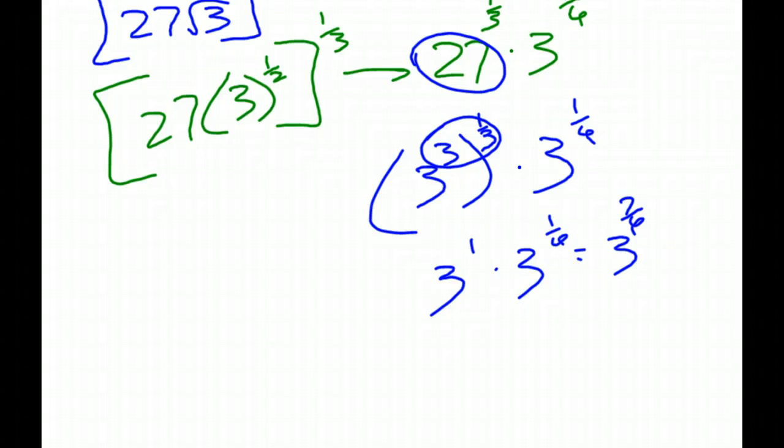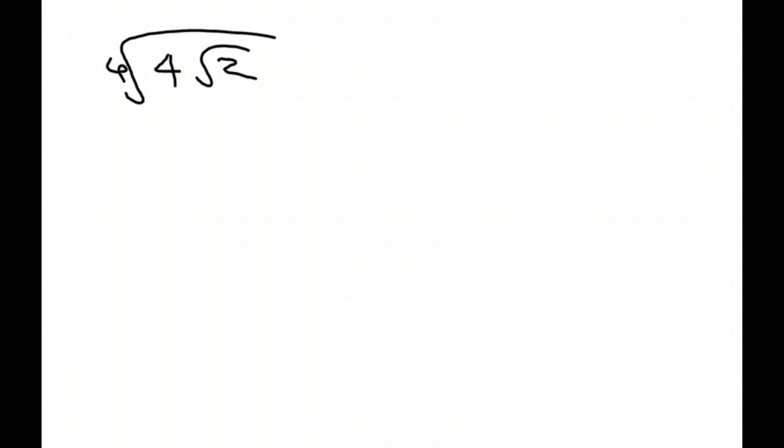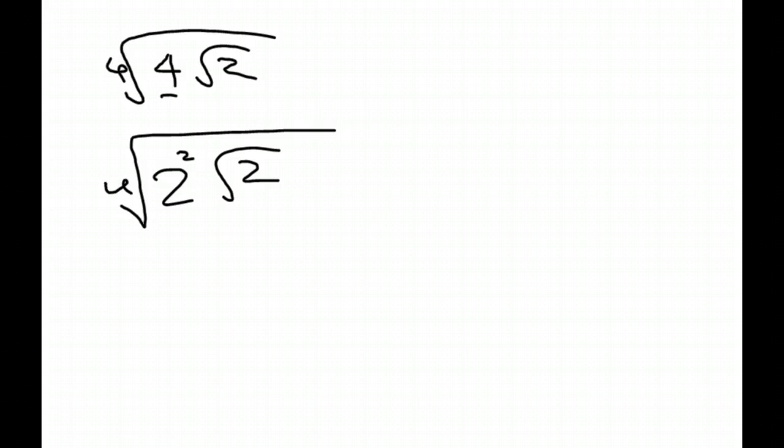Okay. Now there will be some times where you can't do that. So what you can do is, if I use a problem like square root of 4, square root of 2, but I put a 6th root on there. So before I even get started, I'm going to change this 4 to a 2 squared. I'll just change it at the very beginning, and then I won't make a mistake along the way.